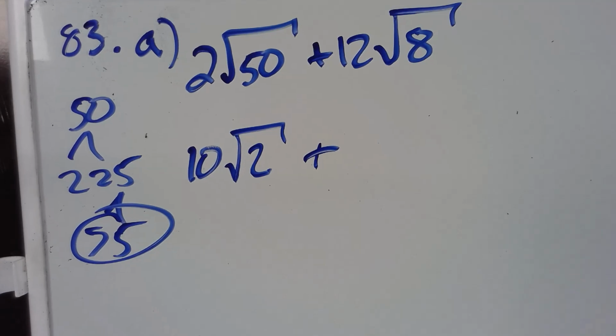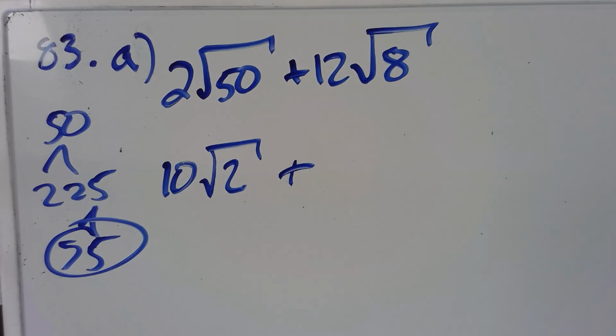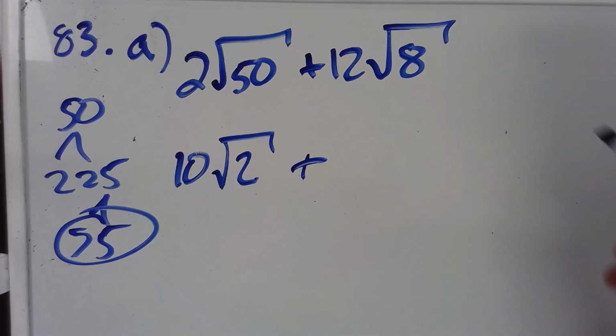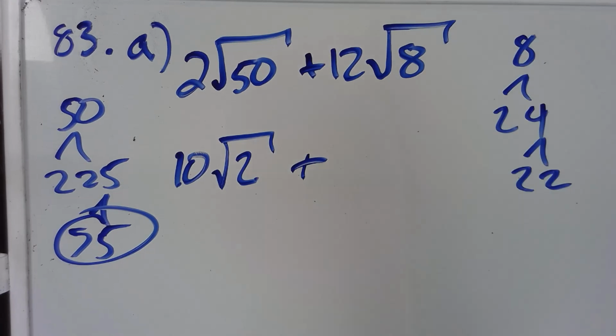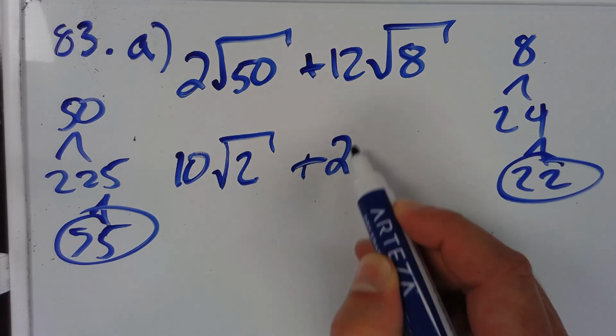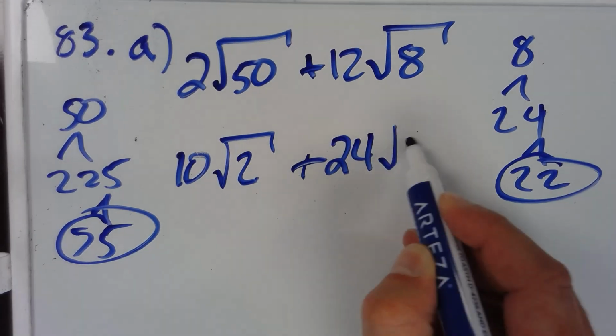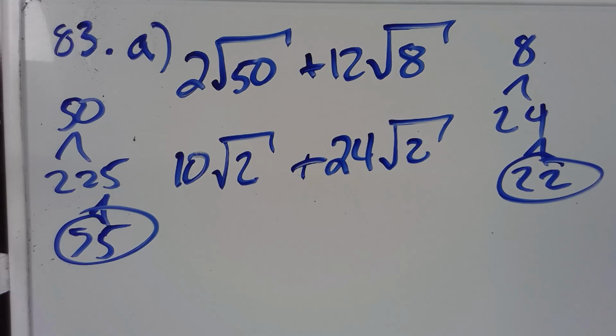Then that would be 24. That's right. 24 square root of 2. Now you only got the outside, right? Don't mess with the inside. So you just keep it the same. That's right. So it'll be 34 square root of 2. Is that okay? All right.